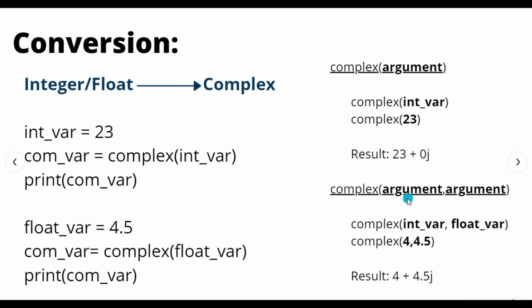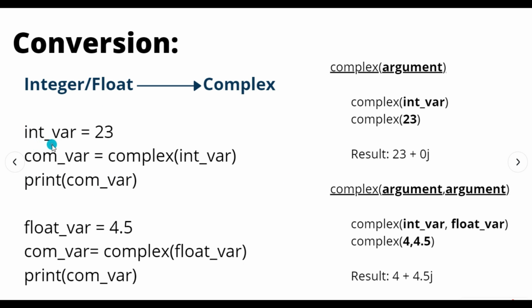And when you pass the double argument, as you see in the example, in the complex function we are passing an int variable and a float variable. When you pass two arguments in this function, the first argument will be the real part and the second argument will be the imaginary part. Now we will focus on this program to convert integer into complex.